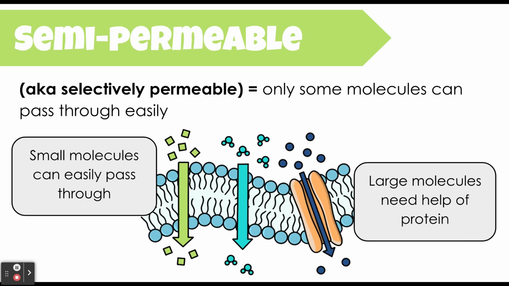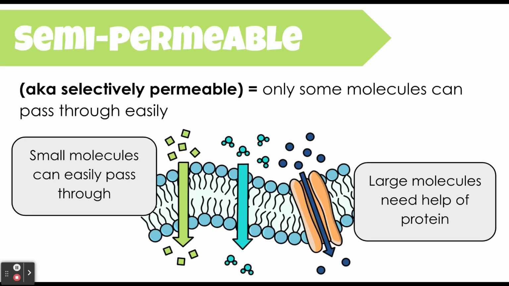An important part of your cell membrane that allows it to do the job of letting things in or out of the cell is that the membrane is semi-permeable. The word permeable means molecules can pass through it. The word semi refers to it only letting some molecules through the cell membrane. This term is also known as selectively permeable, as in your cell membrane selects or determines that some molecules can pass through the membrane easily, while others cannot.